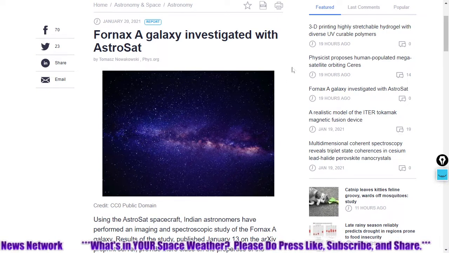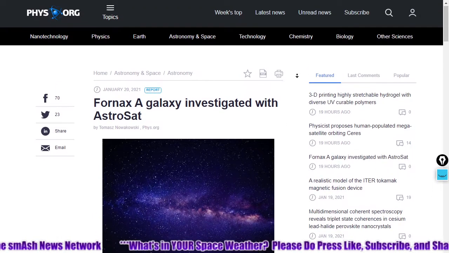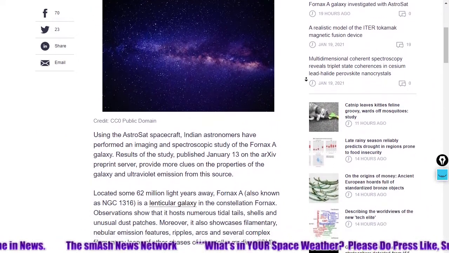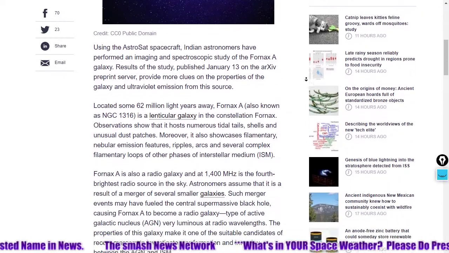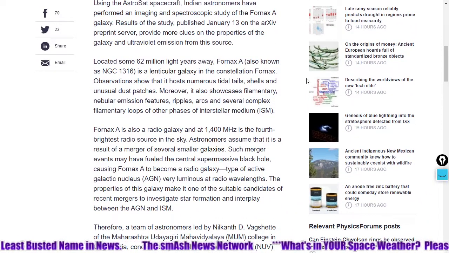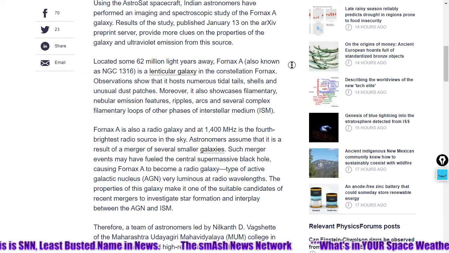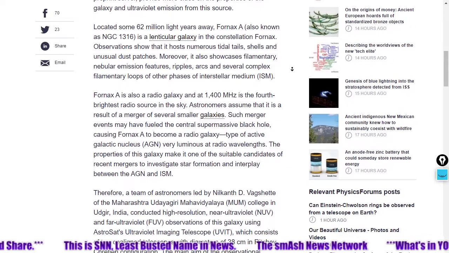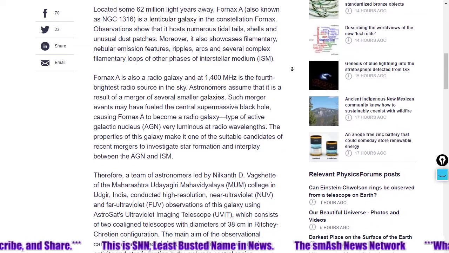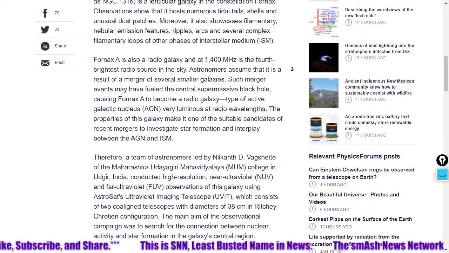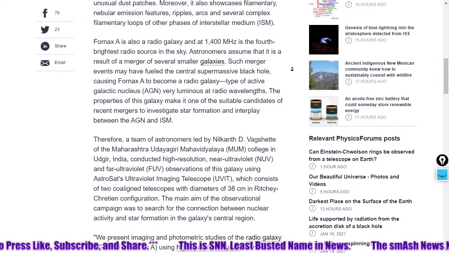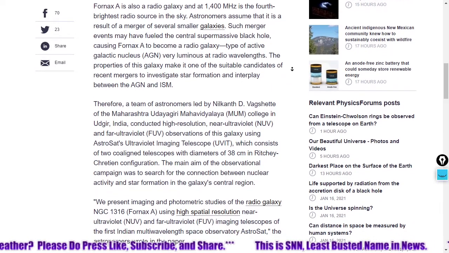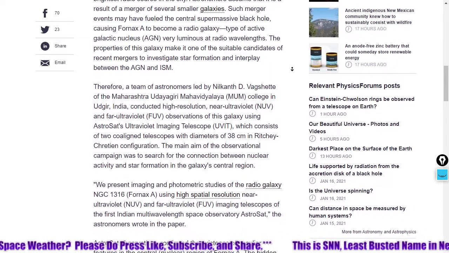Interesting article here on Fornax A, which is the 4th strongest radio source at 1400 megahertz. Why is that relevant? Well, this lenticular galaxy, Fornax A, otherwise known as NGC 1316, is the 4th strongest radio source in the entire sky at the 1400 megahertz range. Why is this relevant? Well, it just so happens that the sun's radio flux is 2800 megahertz.